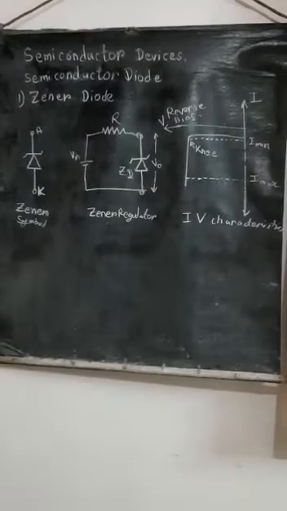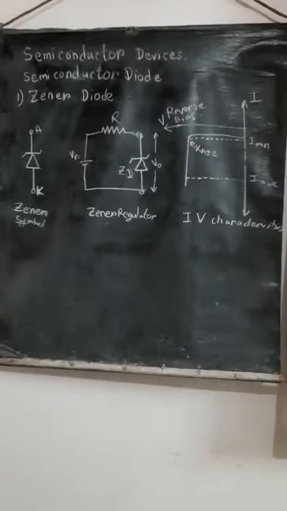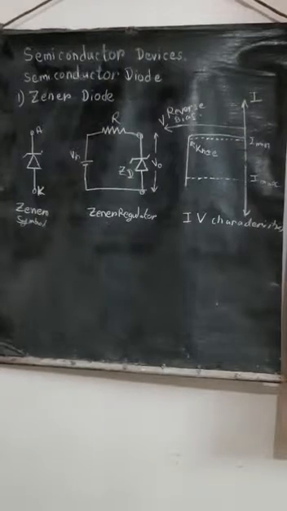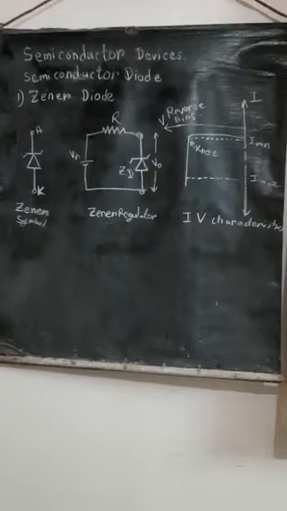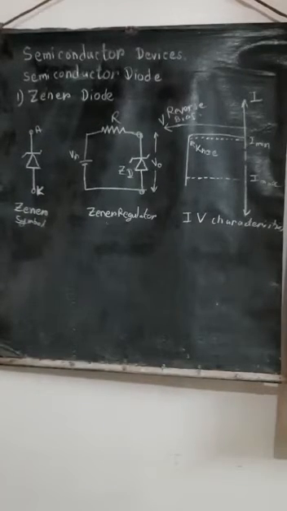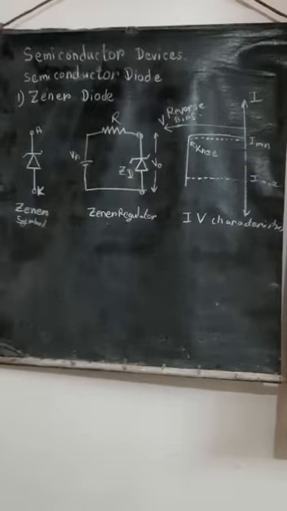Good morning, students. We have completed the chapter oscillator in Paper 2 in the previous lecture. Now we are studying the fifth chapter, semiconductor devices. Paper 2, last chapter: semiconductor devices.